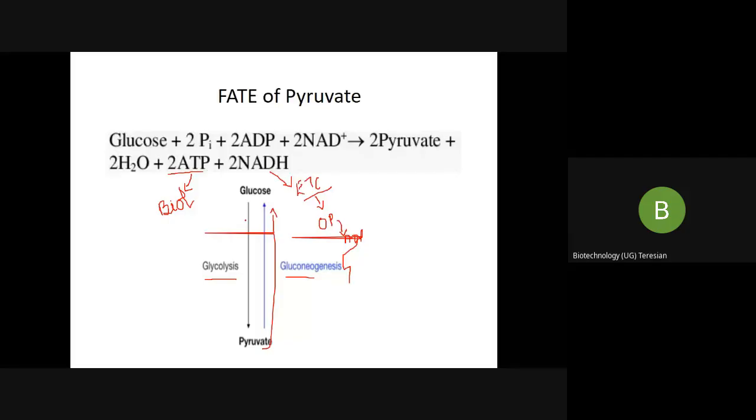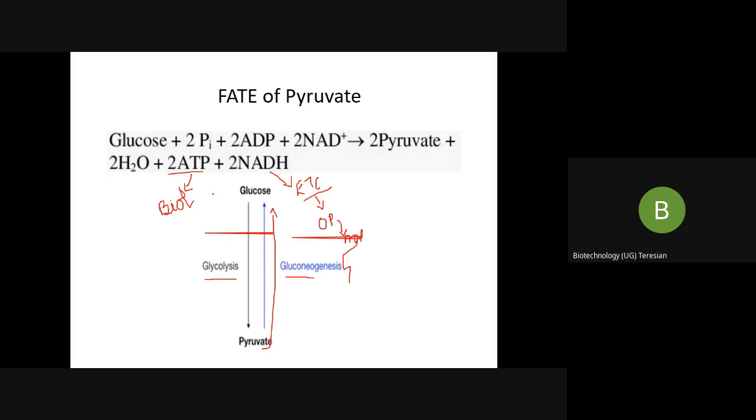So once again I shall repeat, glucose will be converted to pyruvate, ATP, and NADH. ATP is used up for your biological reactions. NADH enters into the ETC cycle and then into phosphorylation to produce more ATP. Whenever glucose is converted into pyruvate, it is known as glycolysis. The reverse, wherein pyruvate is converted into glucose, is known as gluconeogenesis.